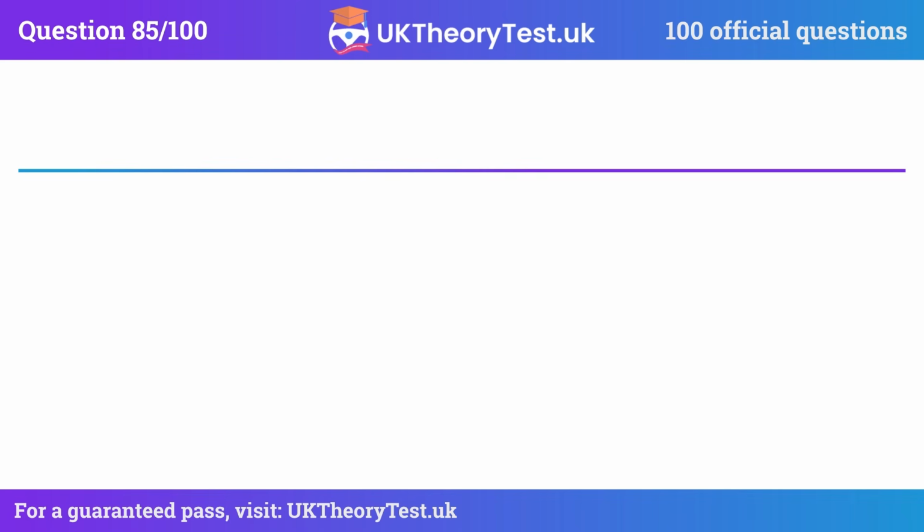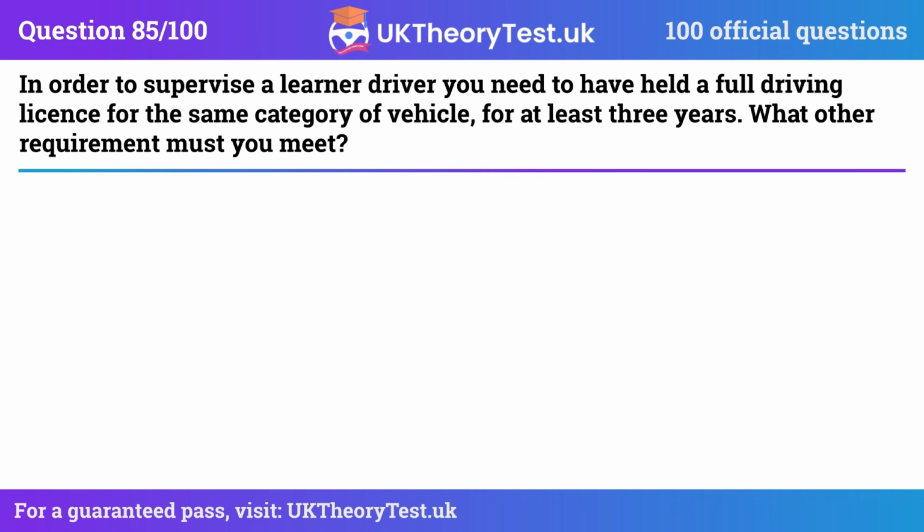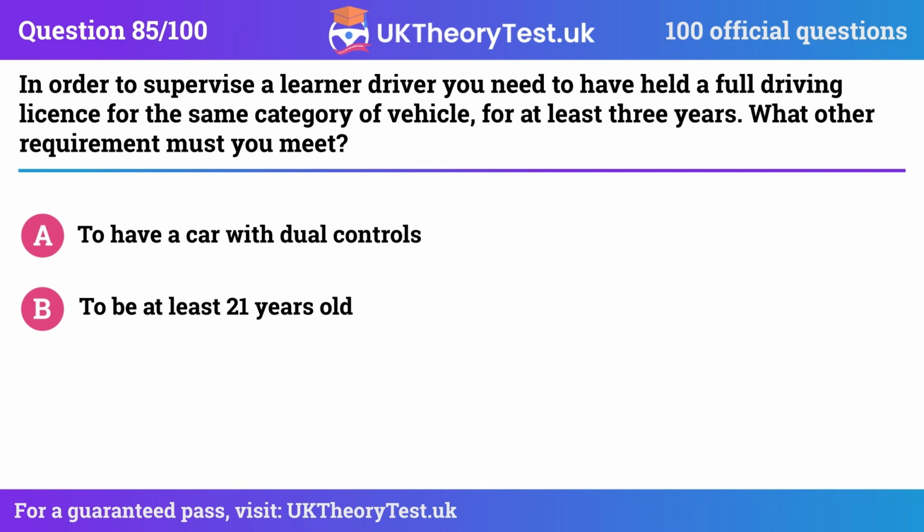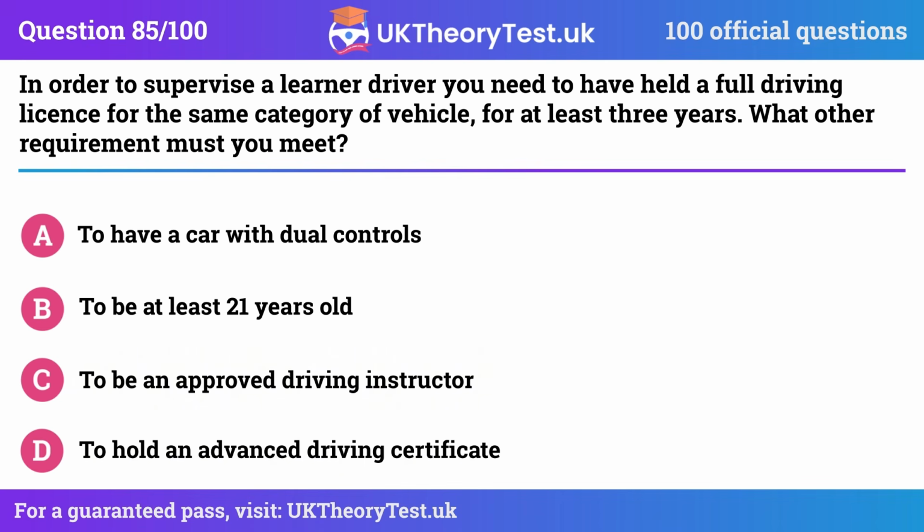Question 85. In order to supervise a learner driver, you need to have held a full driving license for the same category of vehicle for at least 3 years. What other requirement must you meet? A. To have a car with dual controls. B. To be at least 21 years old. C. To be an approved driving instructor. D. To hold an advanced driving certificate.